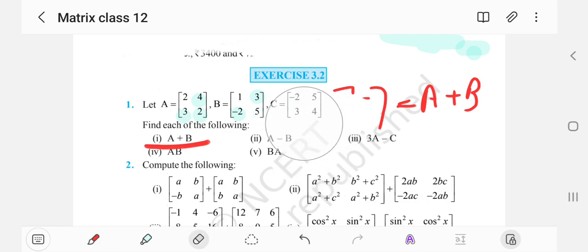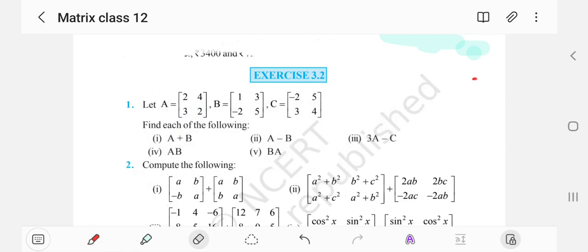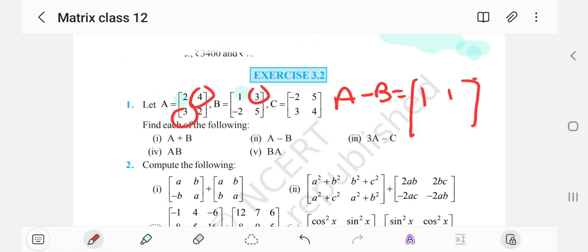Okay, similarly we can find A minus B. How will I find A minus B? It is simply this minus this, that is 2 minus 1, which is 1. Now 4 minus 3, which is again 1. 3 minus minus 2, that is 3 plus 2, that is 5. Now 2 minus 5, which is minus 3. So this is our answer.